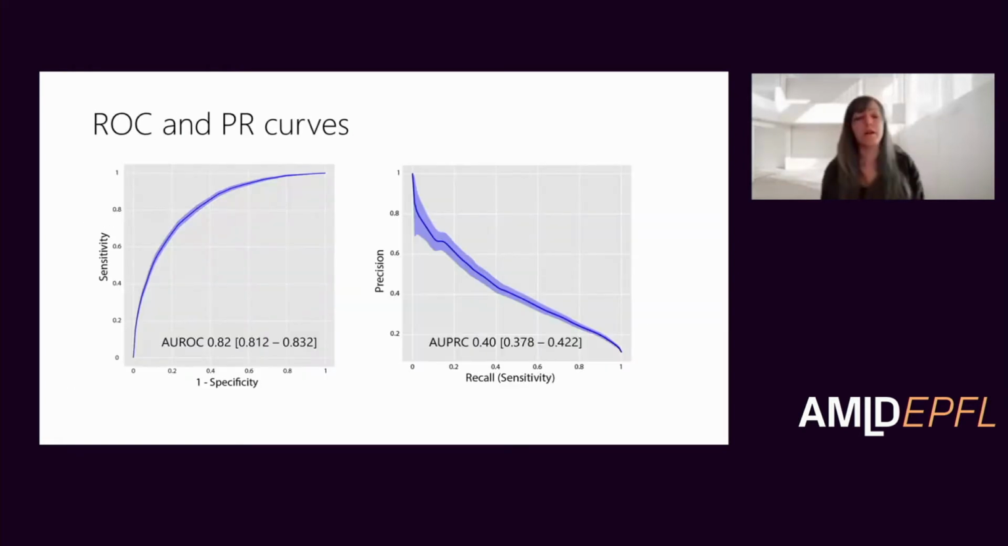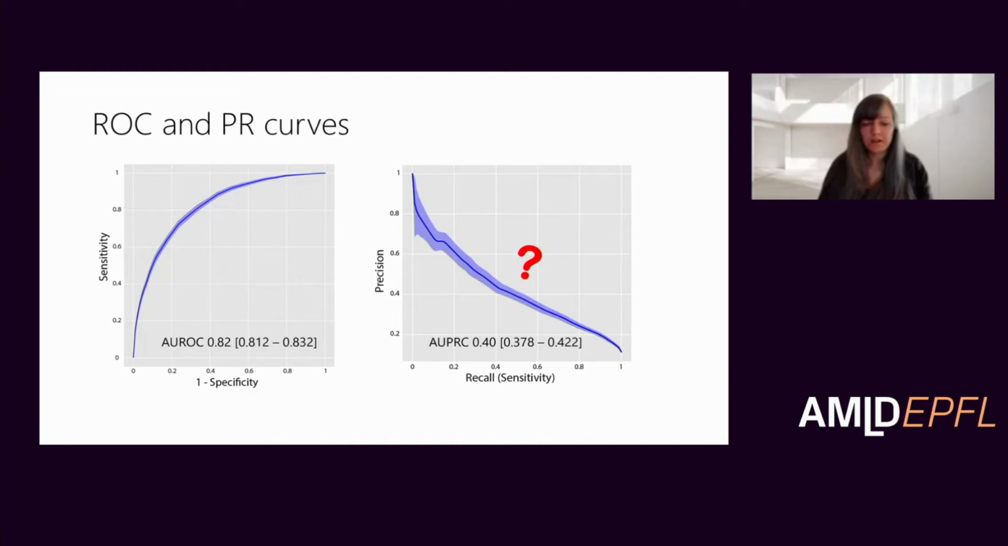So if we look at our ROC and precision recall curves, precision recall curves are quite important here because we have an imbalanced classification problem. So we really do care about how many unnecessary alarms we might be calling for a given level of recall. We're getting an AUC of about 0.82 and a reasonable trade-off between precision and recall.